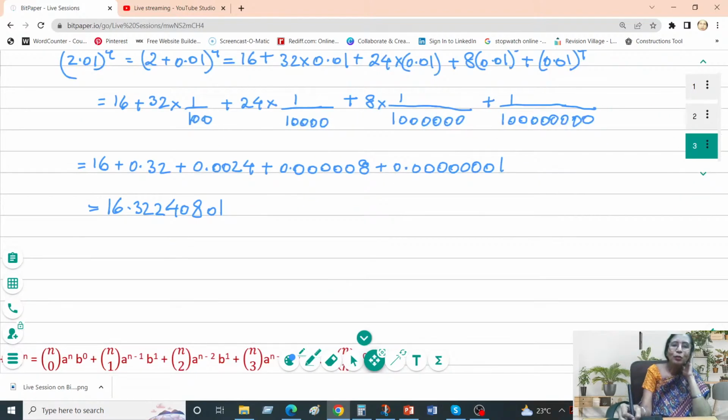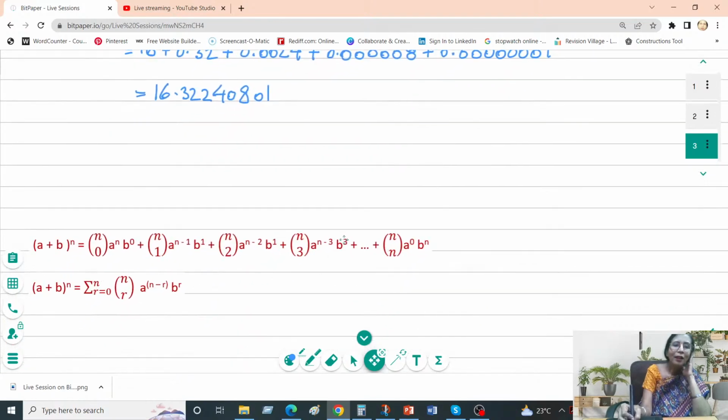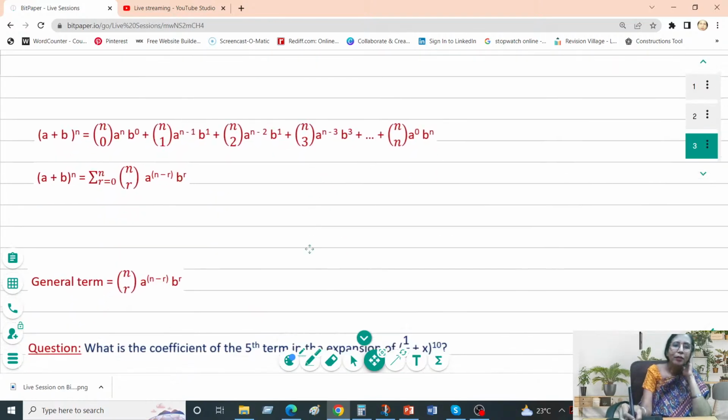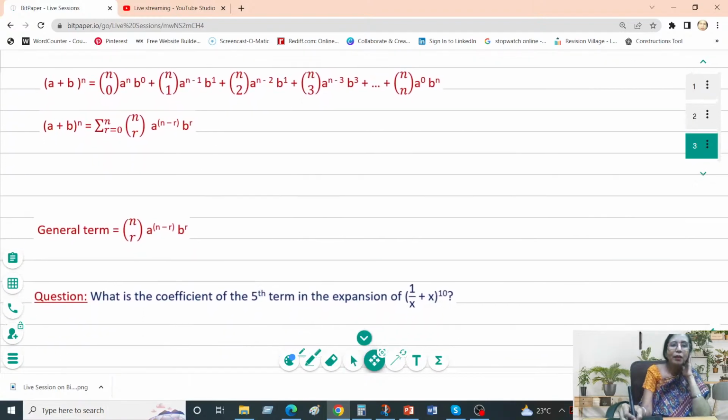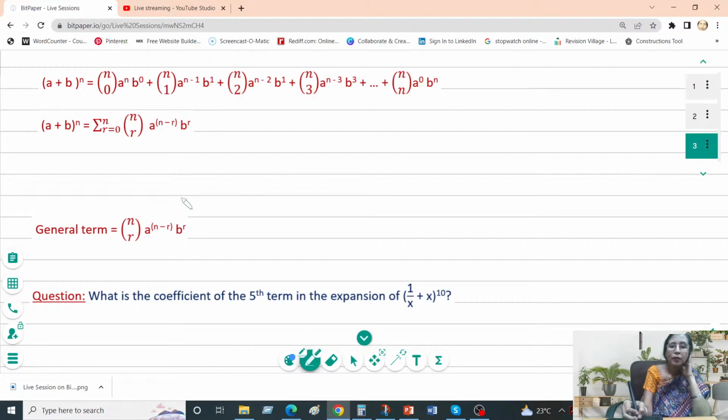Now coming to another part of the binomial theorem. We know this part. Now, how many terms did I write? 1, 2, 3, 4, and 5. And in between, I have put these 3 dots, indicating that there are many other terms in between.